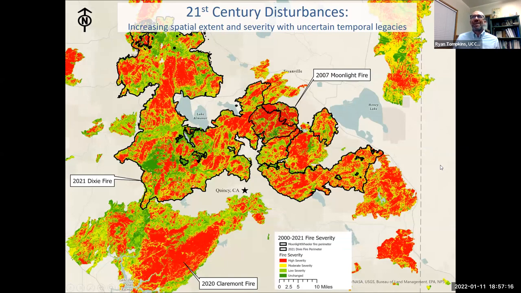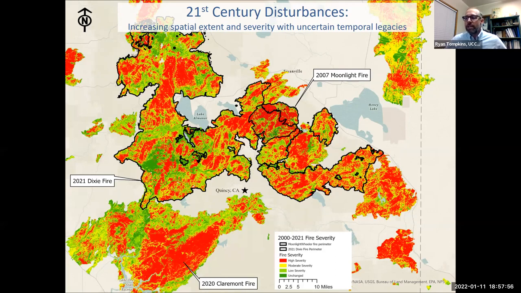The other mechanism of dynamics or change on this landscape is this 21st century disturbance, whether it is fire, which I'm depicting here, or drought, or perhaps the cumulative interaction of the two. You can see my hometown Quincy is here in the middle of the slide. And this is the last 20 years of fires and fire severity in my neck of the woods. And you can see there's a lot of red on this map that is high severity fire.